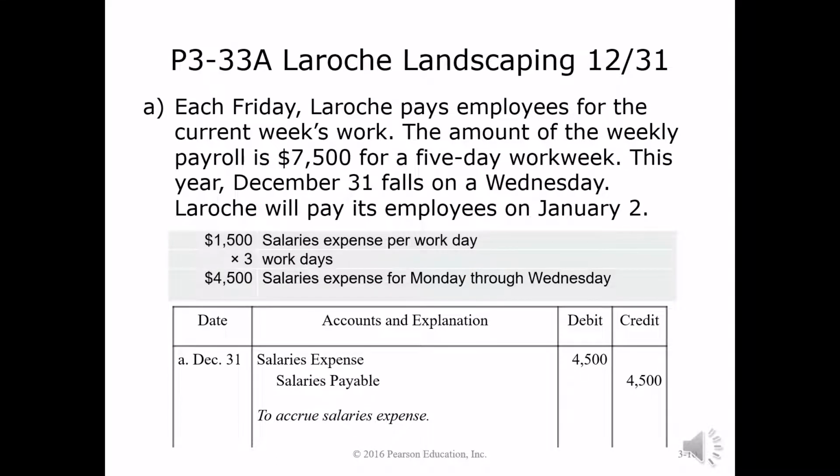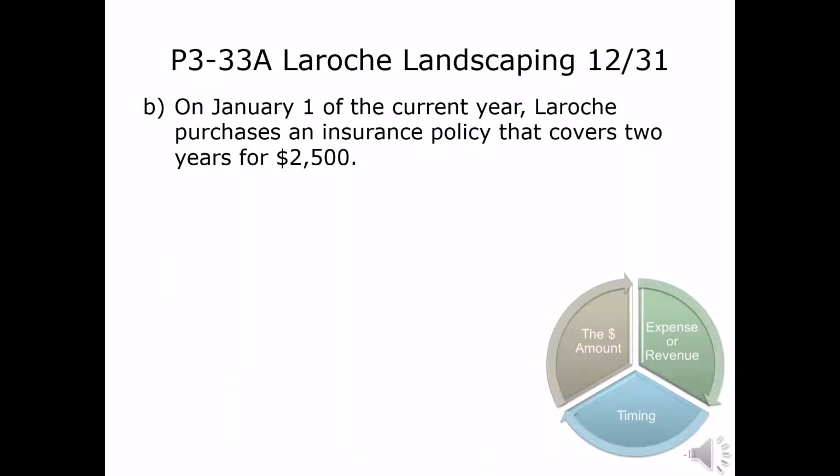As we go through the rest of the adjustments that need to be made, we're going to use this process. Identifying first if it's an expense or revenue, determine the timing, and determine the amount. Then we'll write the journal entry.